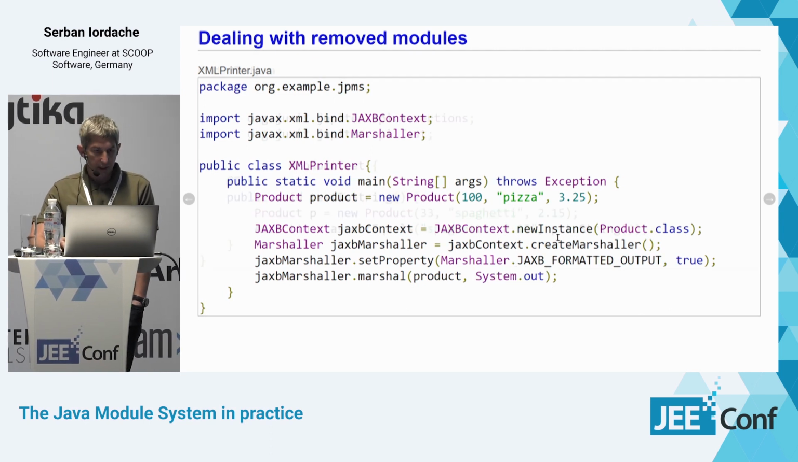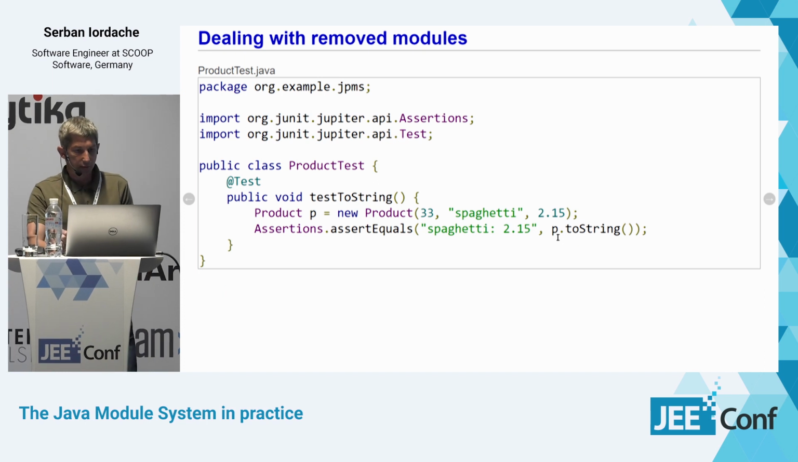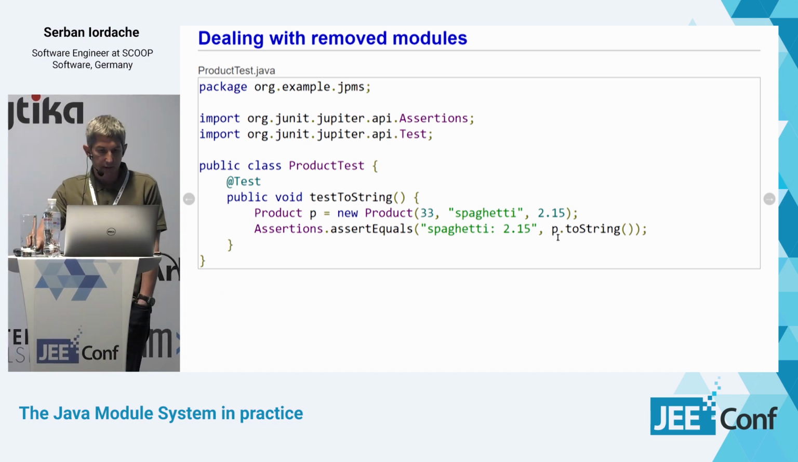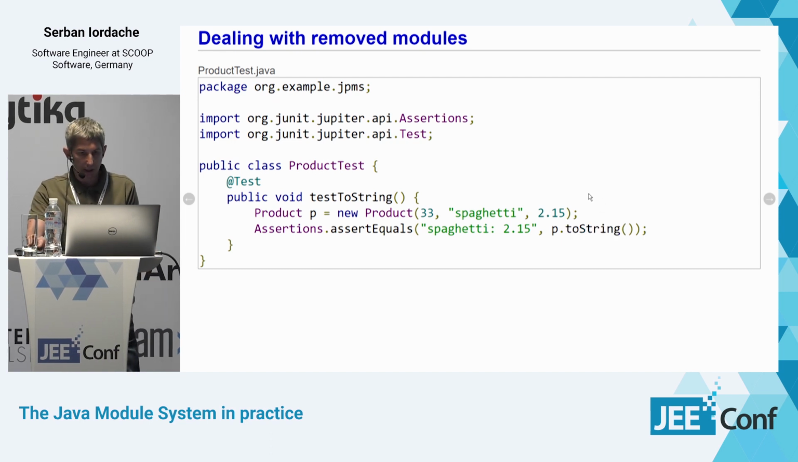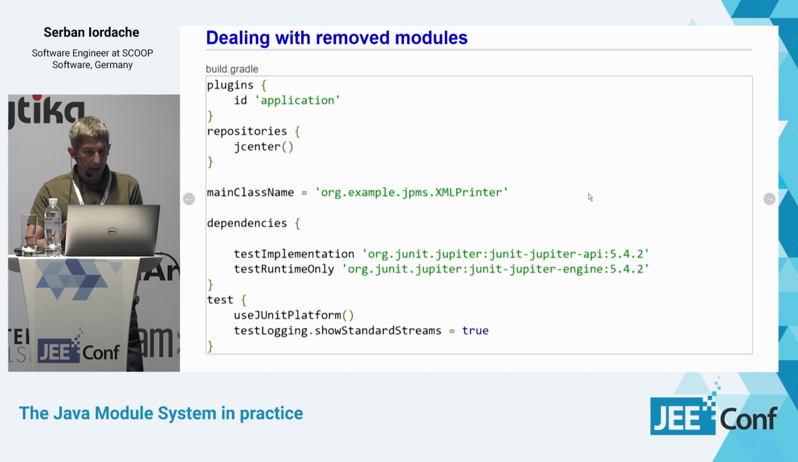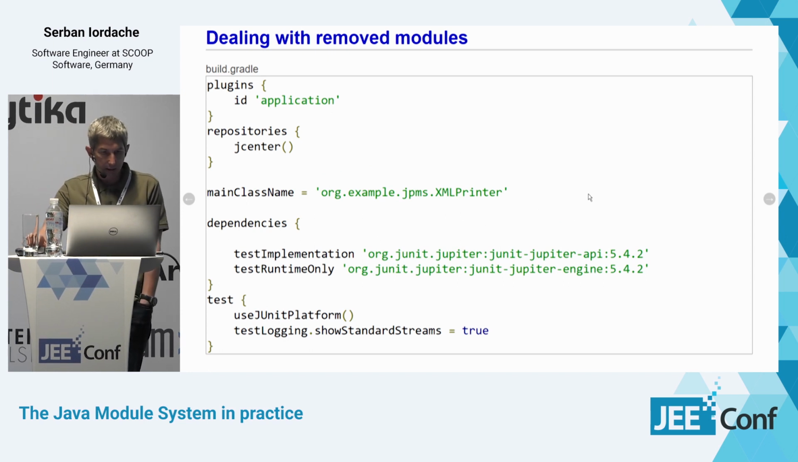For the sake of completeness, we also have a unit test class. There's not much to test on our product because it's only a data class, so I'm just checking if the toString method works as expected. And we build everything with Gradle. This is our Gradle build script. We only have test dependencies here on JUnit.